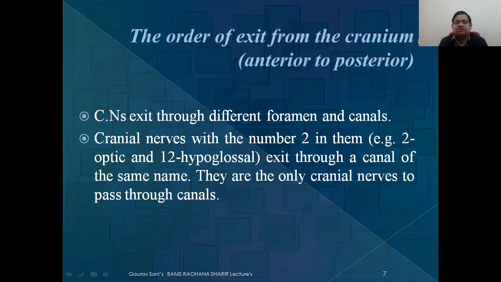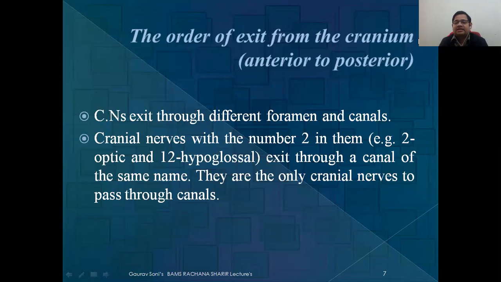Now we are going to talk about the order of exit from the cranium, which will be anterior to posterior. As we all know, these exit from different foramina and canals. The cranial nerves with the number 2 in them, that is the second and the 12th, the optic nerve and hypoglossal nerve, will exit from a canal. The rest all will be from foramina. We'll see in the next diagram how they exit. So this is the important tip: those which have a 2 in them will be from a canal.